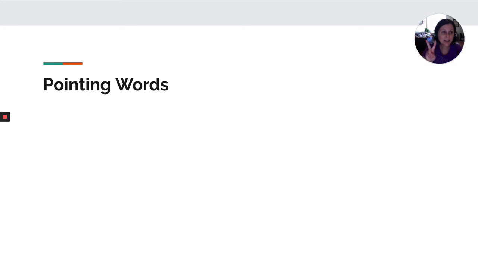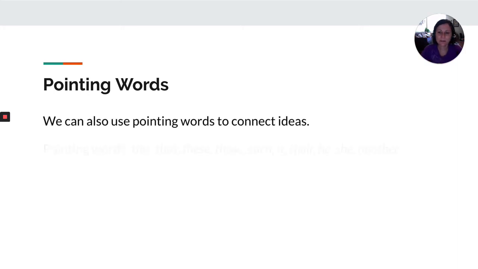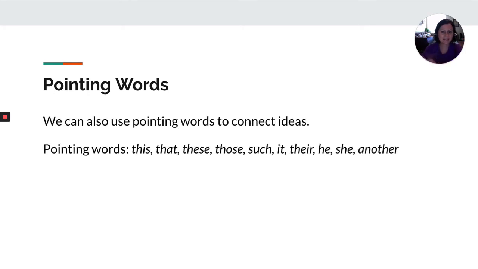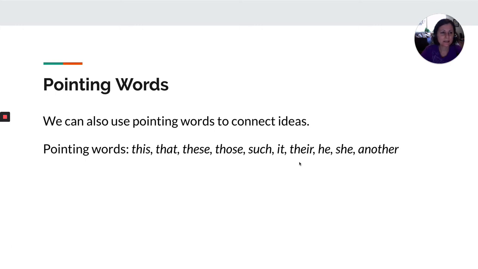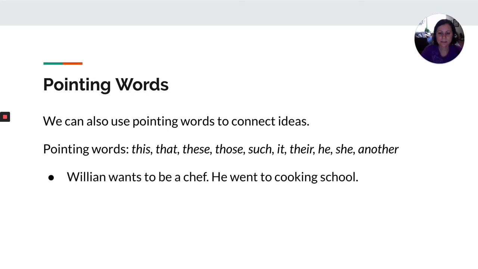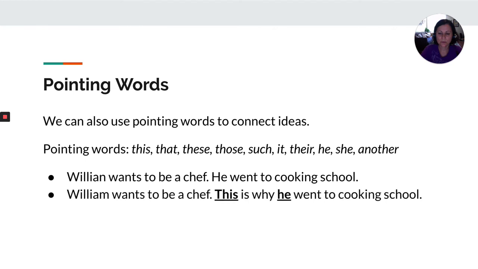The second strategy is to use pointing words like this or that or those or these, such, it, there, he, she, another. So it's like you're pointing to words you mentioned previously. William wants to be a chef. He went to cooking school. So this is what we had before, sort of the same. You begin each sentence the same way. But we can change that by using this and he.